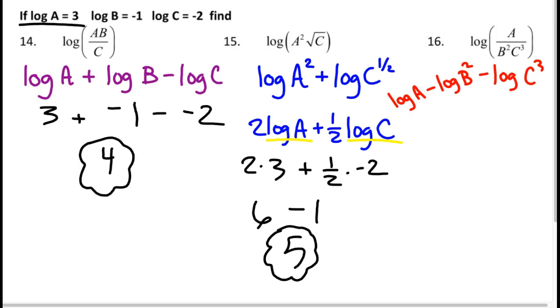Now we pull that 2 down there. So there it comes down, that comes down, like so. So now we have the log of A minus 2 log B plus, just kidding, minus 3 log C.